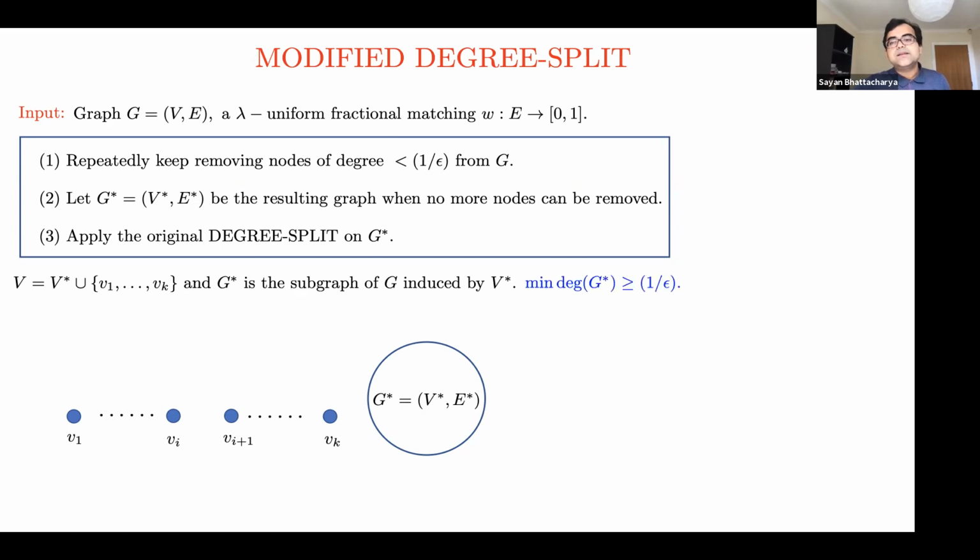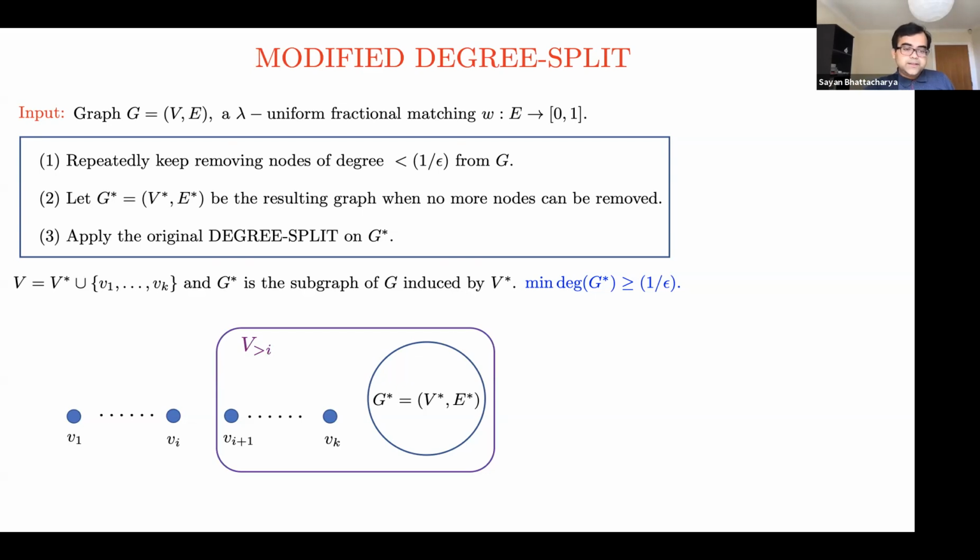First thing to note is that the minimum degree in G star is by definition at least 1 over epsilon, because otherwise we would have not stopped step 1. And since min degree in G star is large, we can apply original degree split on G star.